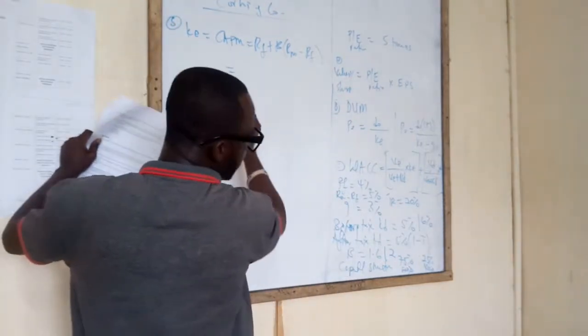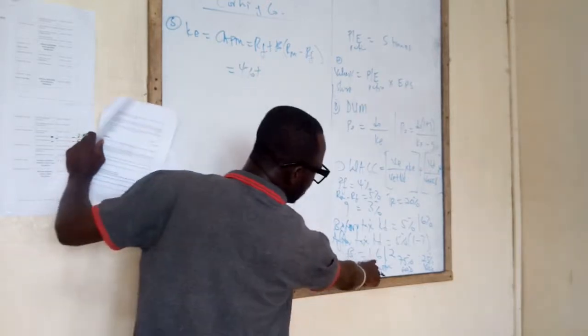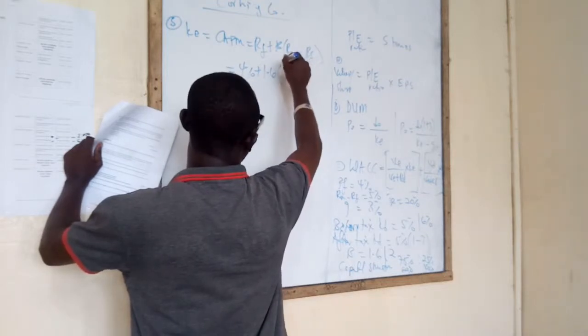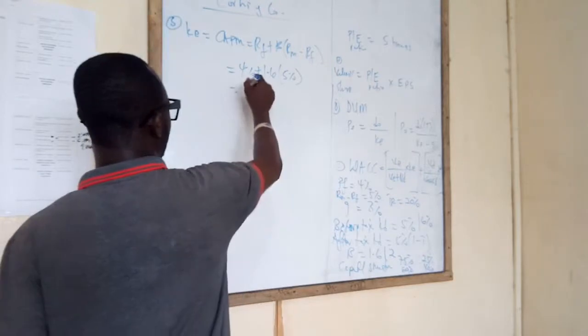So let's go. Risk-free rate 4% plus the current beta, then risk premium of 5%. So what do we have? 12%.